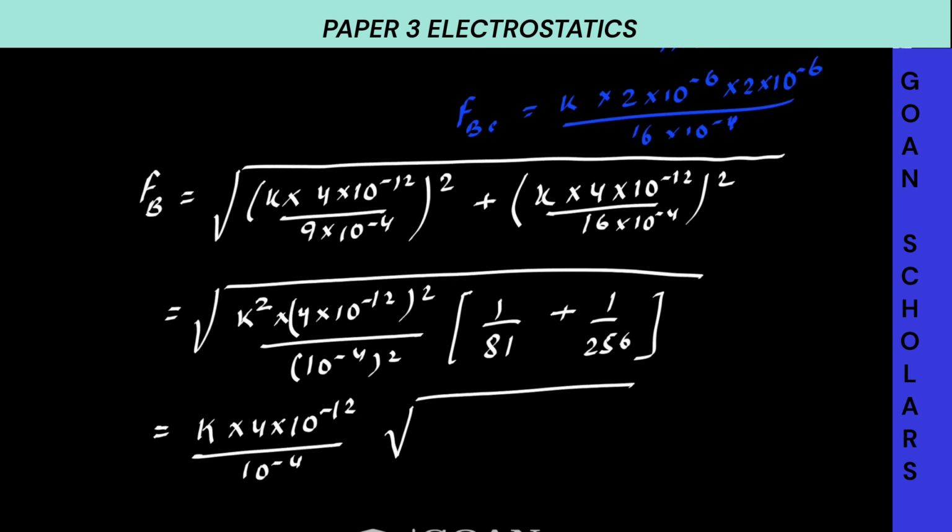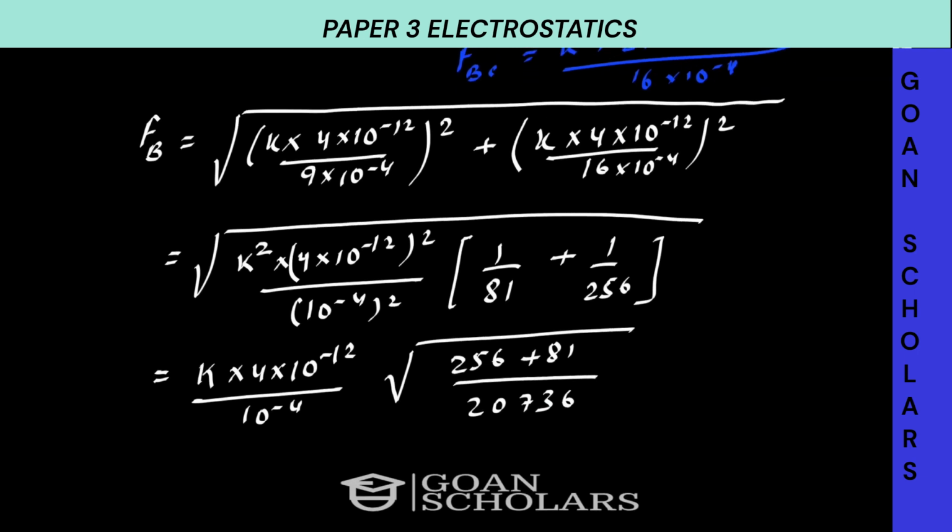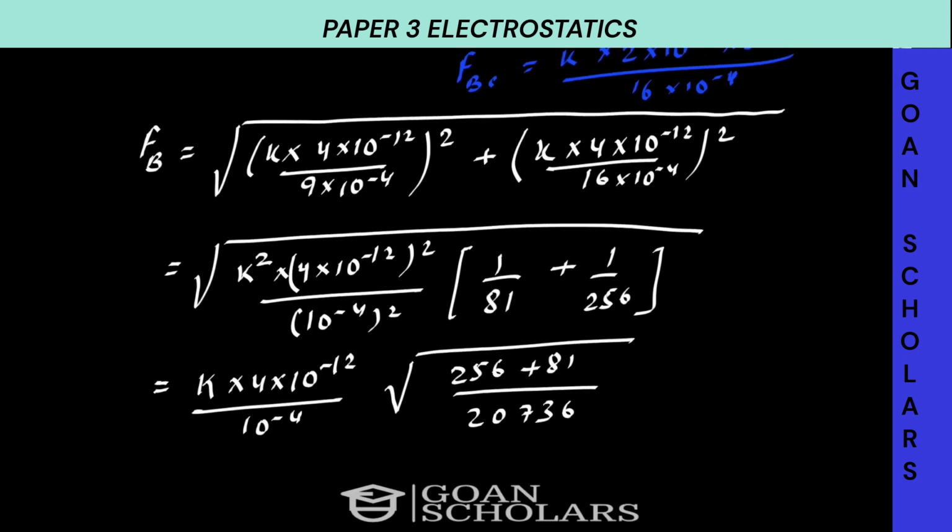Let's cross multiply. On cross multiplying we will get 256 plus 81 whole divided by 81 into 256, which is nothing but 20736. Clear?